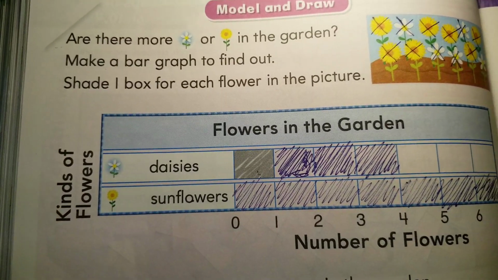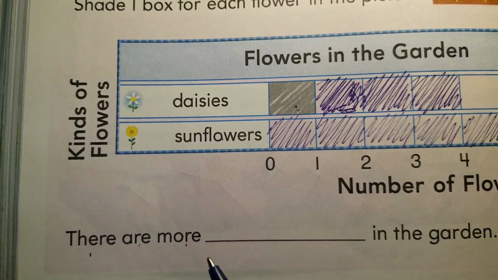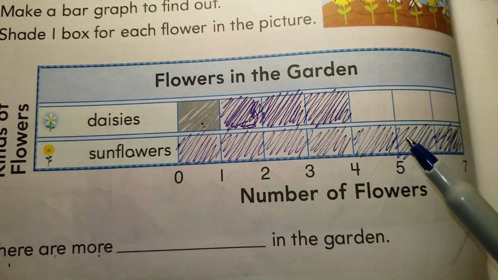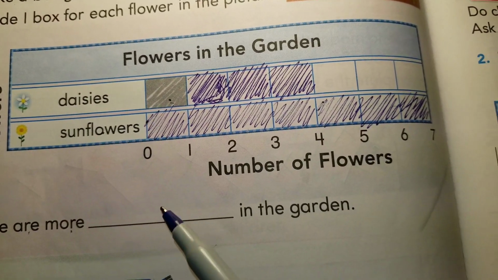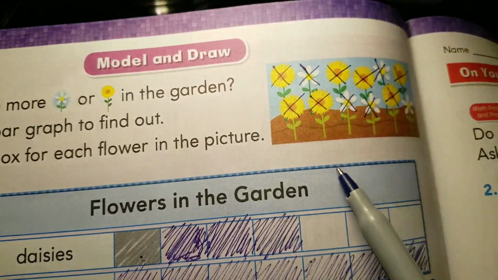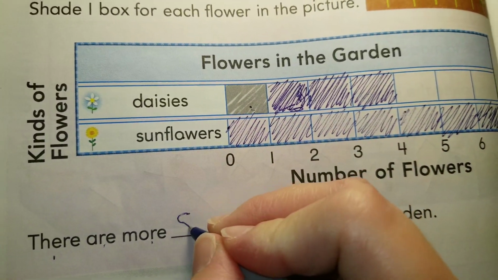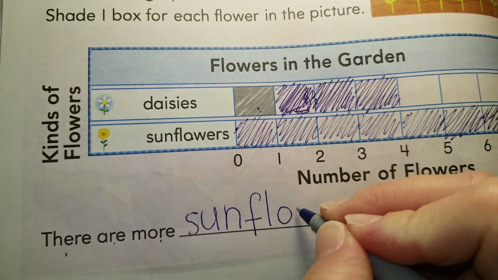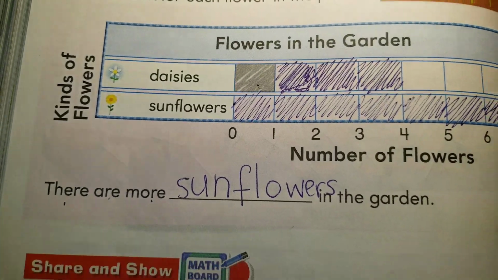Alright, so now we probably have to answer some questions. And there's actually one already here. There are more blank in the garden. Which one is the type of flower that we have the most of? And that's pretty easy because we have a big difference here. So the one that we had the most of are actually the sunflowers, right? You can see most of the flowers are sunflowers. We're gonna copy the word sunflowers right here. It's a compound word. Sun, flowers. Once again, running out of space.